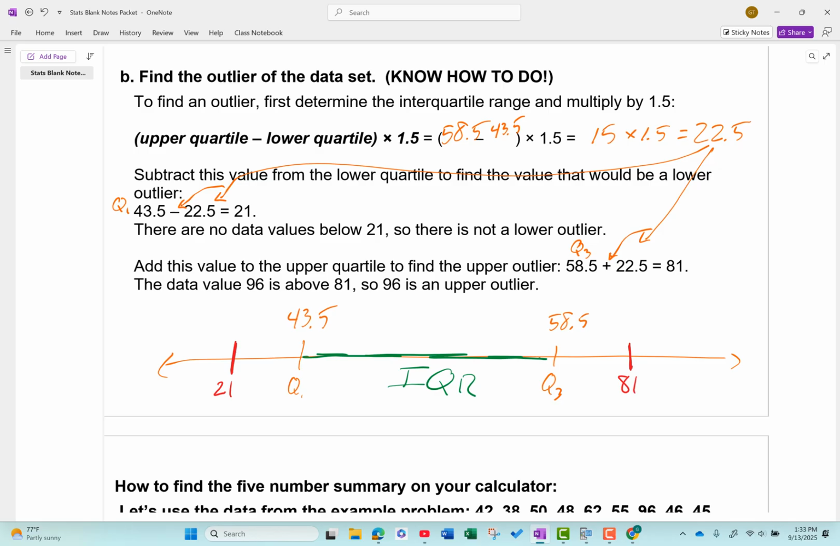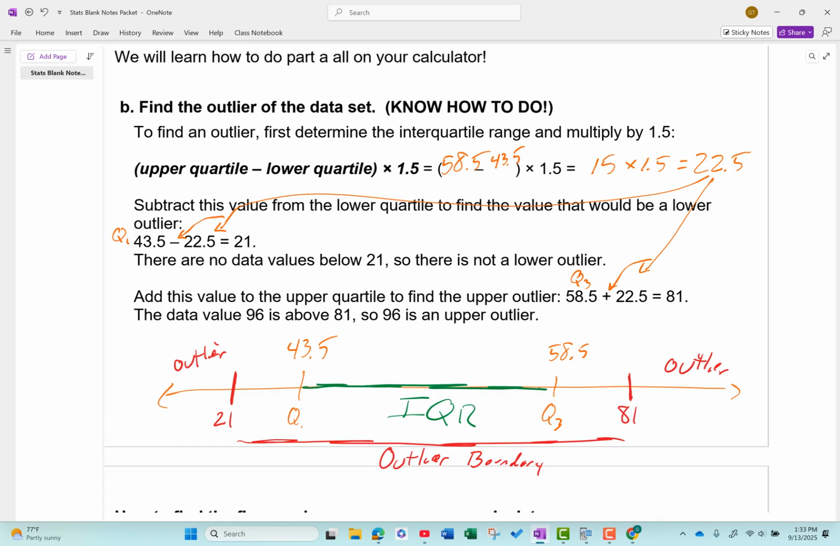So now this is my new outlier boundary. I look at all the data points and determine if anything is above 81, that's an outlier. If anything is below 21, that's an outlier. But if anything is between 21 and 81, we are not considering that an outlier, even if it's 21 or 81. So I look through the data points.